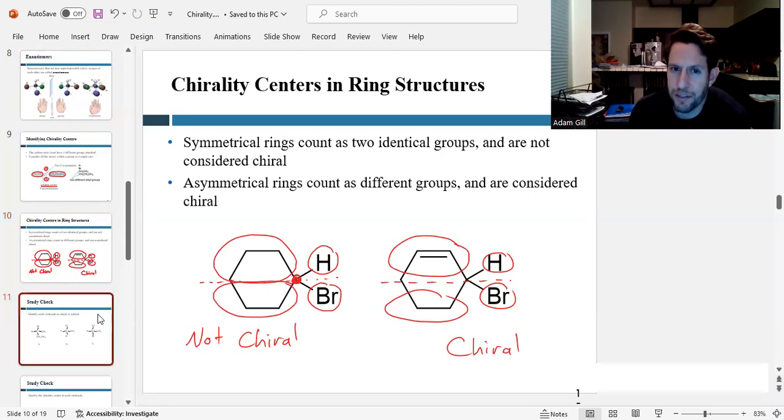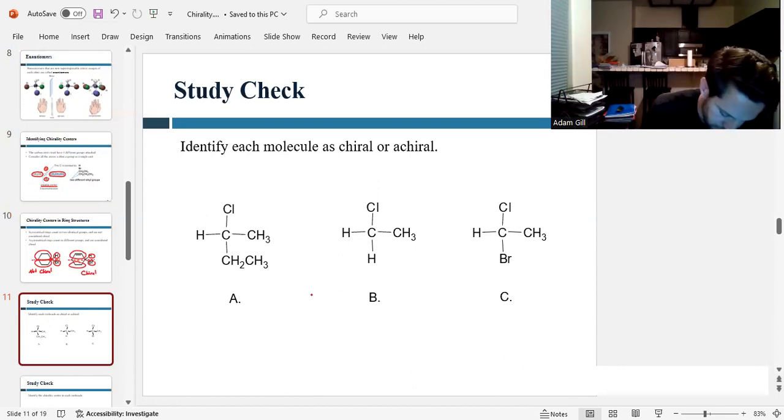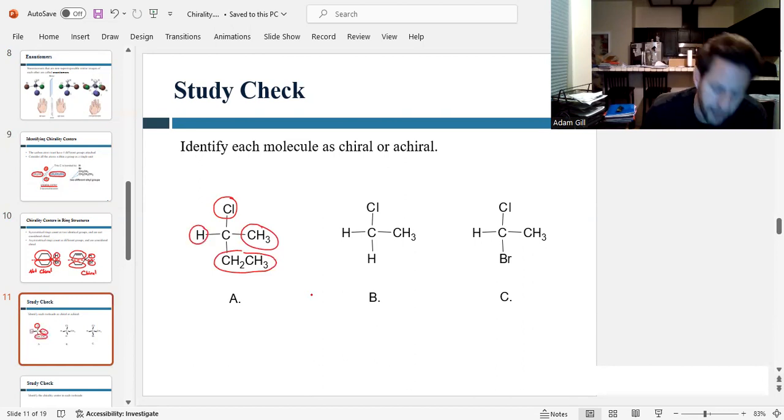All right, let's do a study check. Identify each molecule as chiral or achiral. So let's look at A here. We've got a chlorine, a methyl, an ethyl, and a hydrogen. Those are 4 different groups. So this one is chiral.